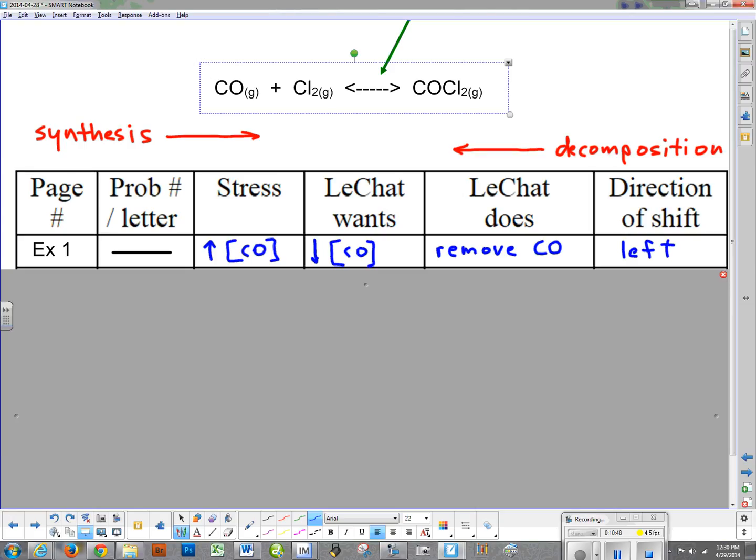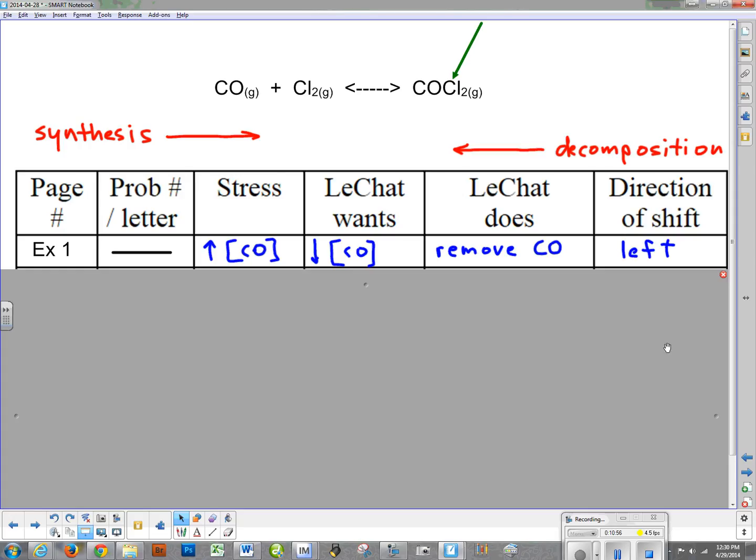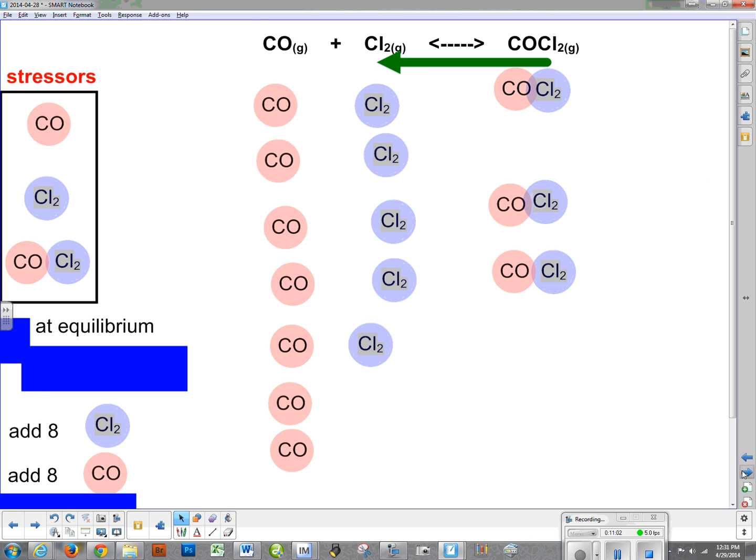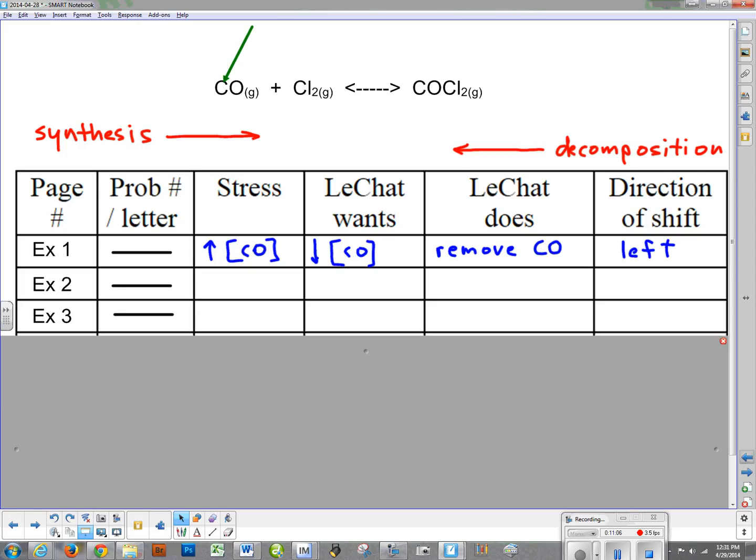That way, we are able to remove some of this guy. And so when we remove some of this guy, we wound up making this guy and this guy, which is what you saw over here on this screen. All right, let's try it again.